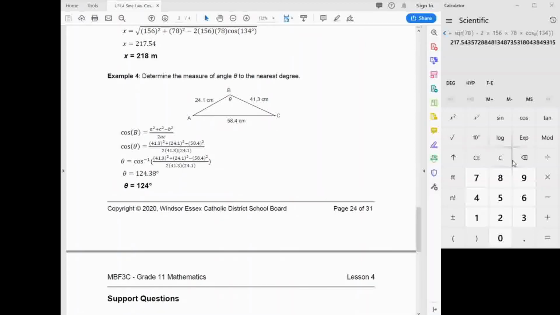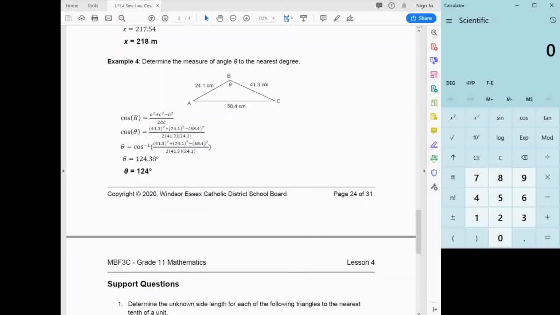Now to solve for an angle, I know all three sides here, so I'm asked to solve for angle B. So I write this as cos B equals a squared plus c squared minus b squared over 2ac. I make my replacements, and then I find the inverse cosine of that.